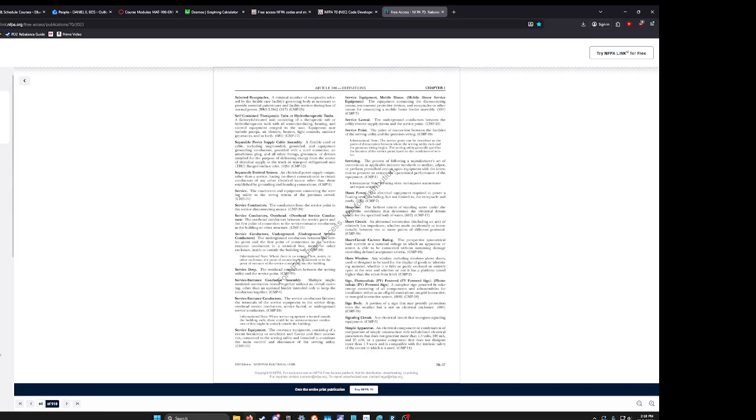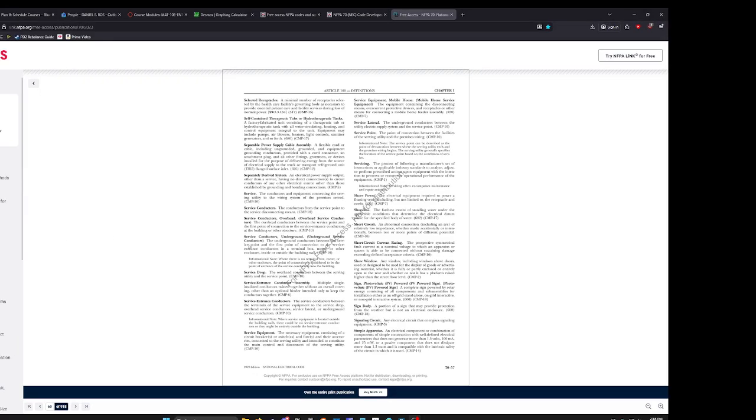Service: the conductors or equipment connecting the serving utility to the wiring system of the premises served. Service conductors: the conductors from the service point to the service connecting means. Service conductors, overhead: the overhead conductors between the service point and the first point of connection to the service entrance conductors at the building or other structure. We have been talking about this in code recently.